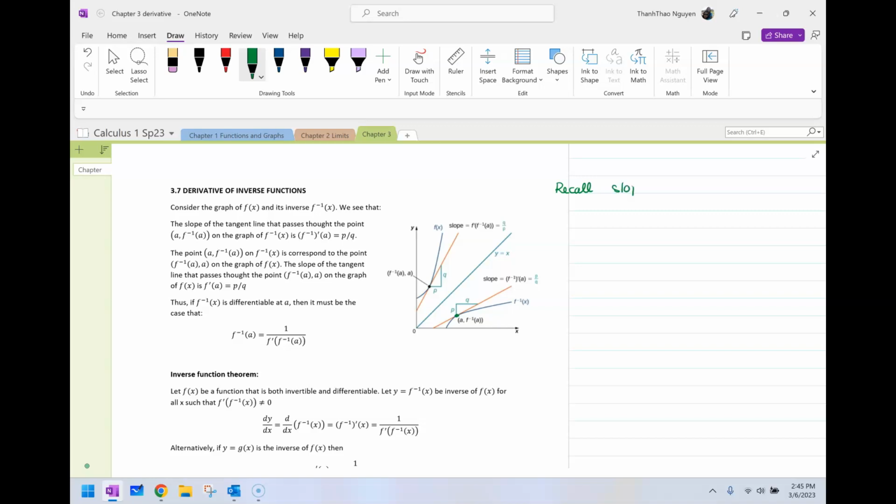the slope of f of x is equal to change in y divided by the change in x, right? This means the slope of f inverse of x is equal to change in x divided by the change in y.